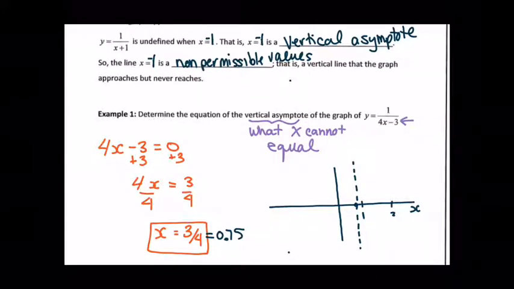And then we'll always have our horizontal asymptote. So the horizontal one will be y equaling 0. So that would be this line here. So now I have these boundaries set up on my graph. So when I go to graph it, the graph is never going to touch those 2 lines.